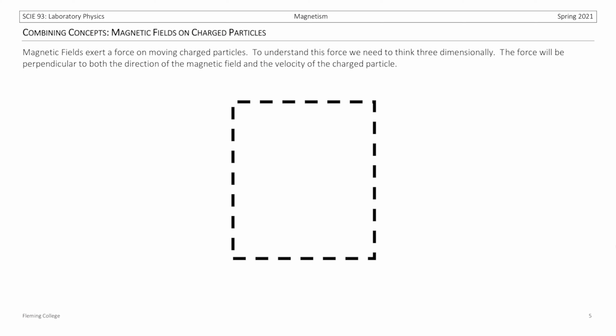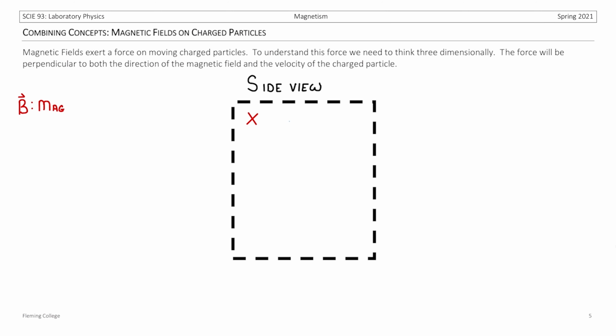Now we need to bring our two concepts together. We need to recognize that magnetic fields will exert a force on a moving charged particle. The moving part is important. To understand this force, we need to think three-dimensionally, and this could be tricky. The force will be perpendicular to both the direction of the magnetic field and the direction of the velocity of the charged particle. To begin, we'll consider a side view of what's happening here.